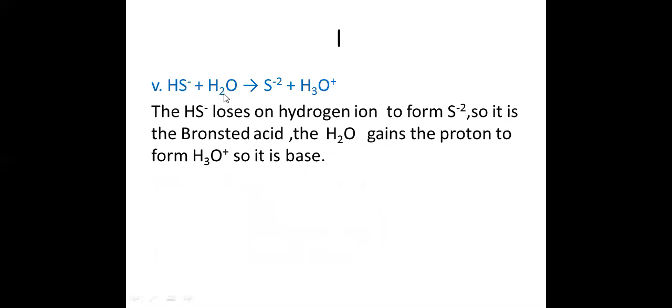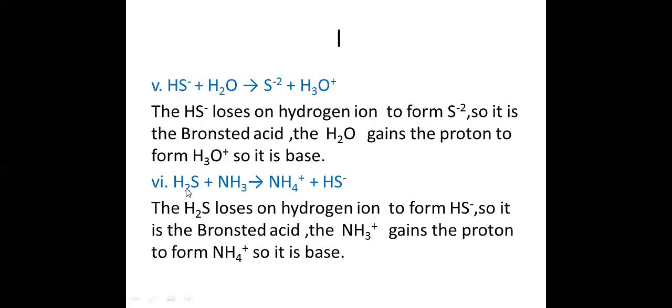Bisulfide ion, when reacting with water, will form sulfide ion and hydronium ion. So you can see that this bisulfide ion is losing a proton or hydrogen ion to form sulfide ion. So it is the Bronsted acid, and water accepts that proton to form hydronium ion. So water acts like a Lowry-Bronsted base. Hydrogen sulfide is donating a proton to form bisulfide ion, so it is a Lowry-Bronsted acid, while ammonia accepts that proton and is a Lowry-Bronsted base.